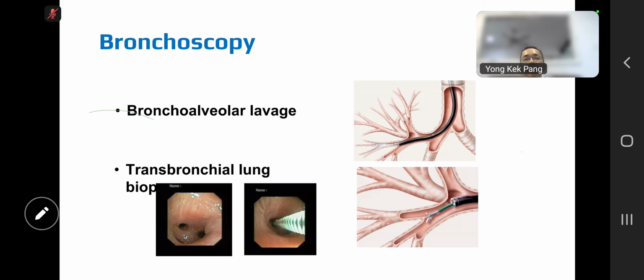Other options will include BAL, the bronchoalveolar lavage. The other option is actually to perform a blind biopsy, what we call the transbronchial lung biopsy. Essentially, you just insert your forceps deep into the lung and then try to take a bite. And that is what we call the transbronchial lung biopsy.